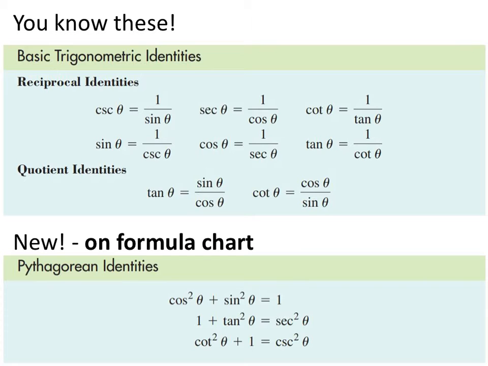Now, you know some of these identities already. Identities are essentially like math facts, like 1 = 1 is an identity. We know that cosecant of theta is 1 over sine theta. Sine theta is 1 over cosecant of theta. So we have all of these what are called reciprocal identities, which we talked about before.